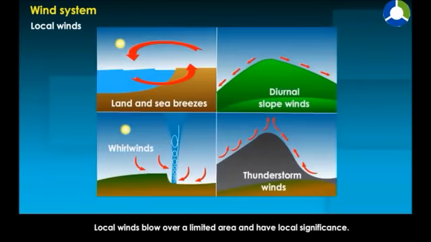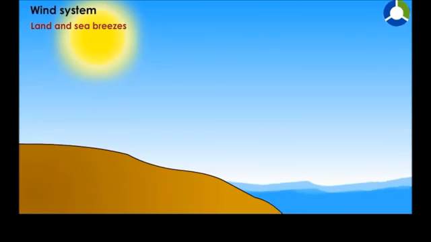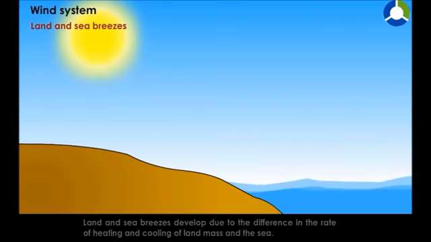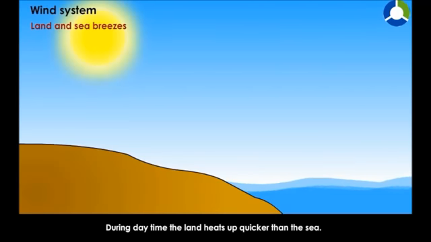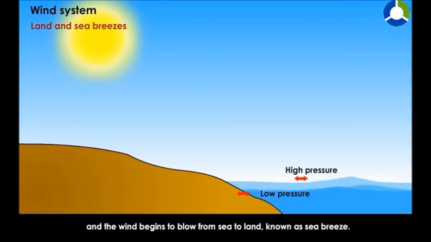Local winds. Local winds blow over a limited area and have local significance. They are of two different types: land and sea breezes, mountain and valley winds. Land and sea breezes. Land and sea breezes develop due to the difference in the rate of heating and cooling of land mass and the sea. During daytime, the land heats up quicker than the sea. Thus, a local low pressure area develops over the land and high pressure over the sea, and the wind begins to blow from sea to land, known as sea breeze.